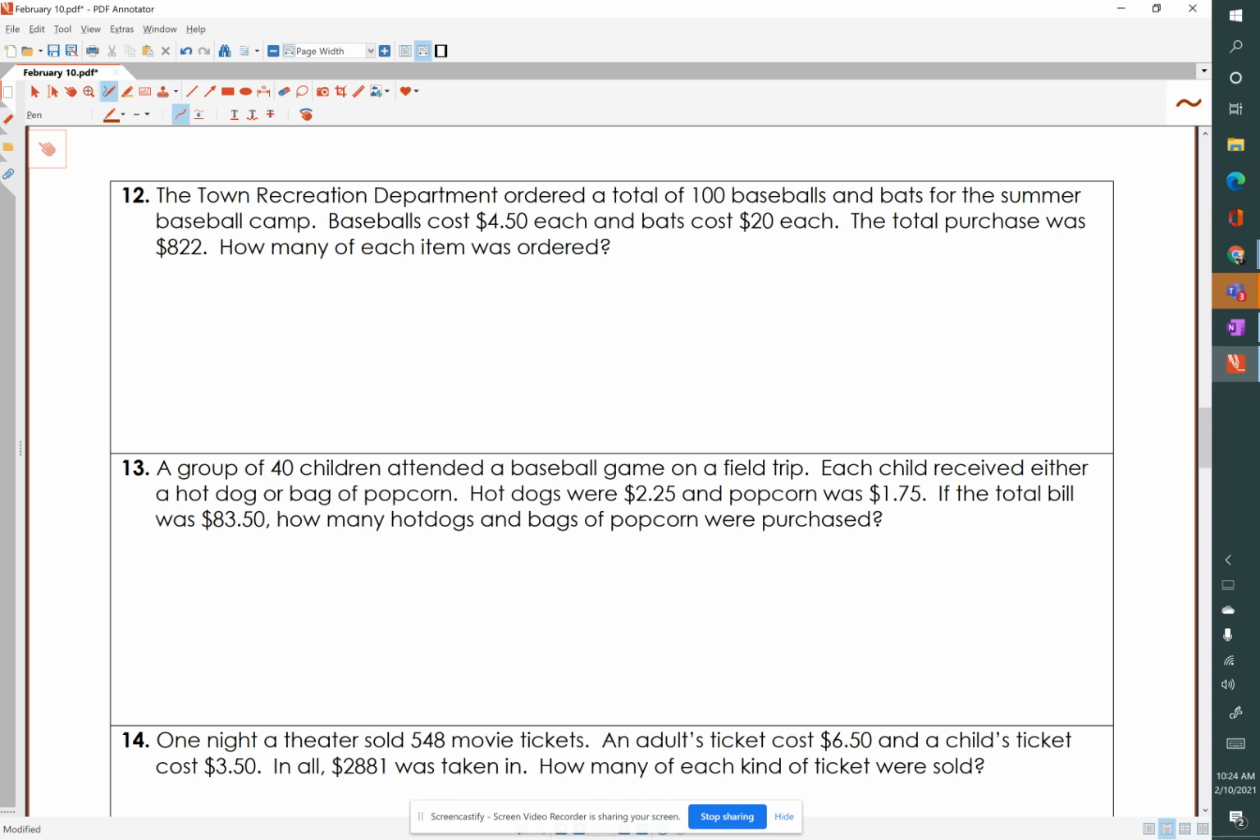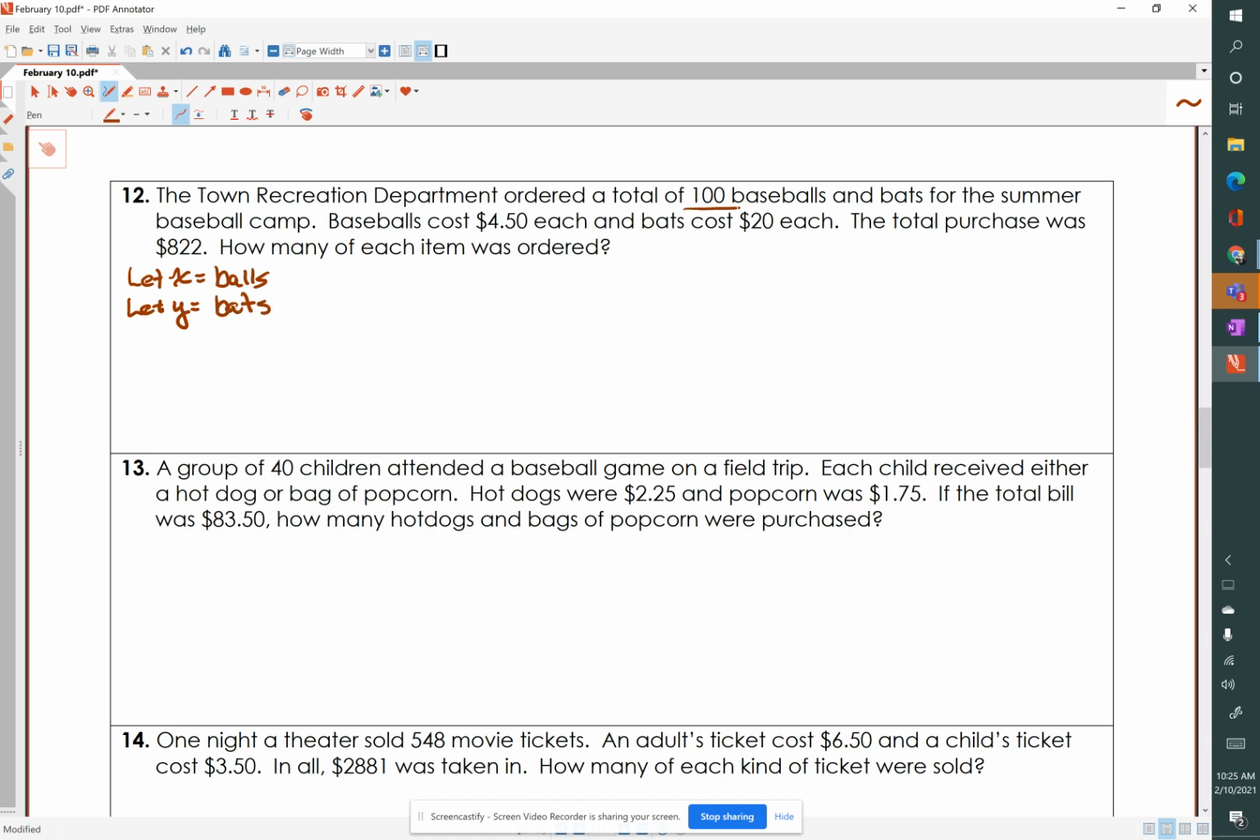So first we have the town rec department, which ordered a total of 100 baseballs and bats for the summer baseball camp. Baseballs cost $4.50 each and bats cost $20. Total purchase was $822. How many of each item was ordered? Start with our X box first. Let X equal the balls, and let Y equal the bats.